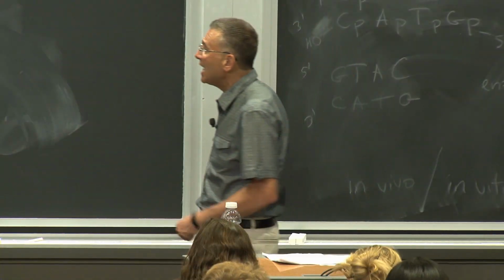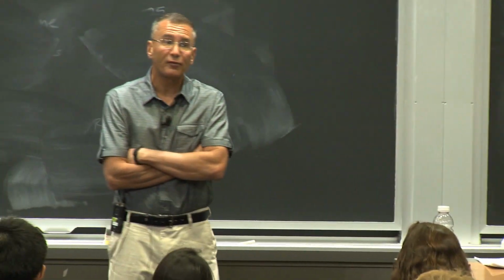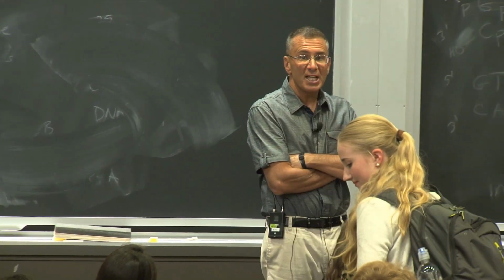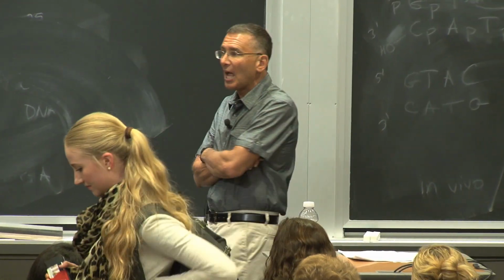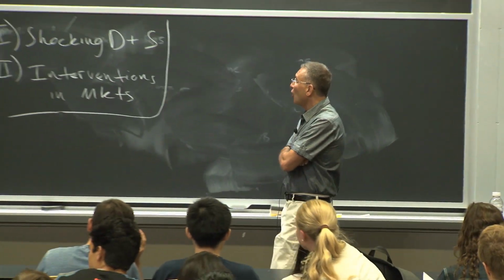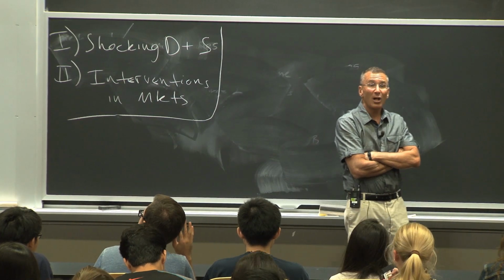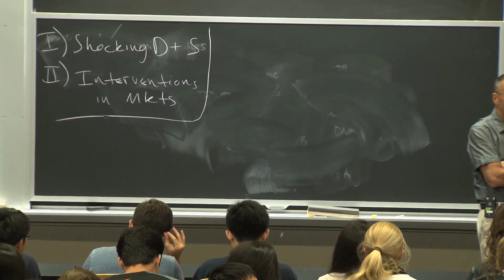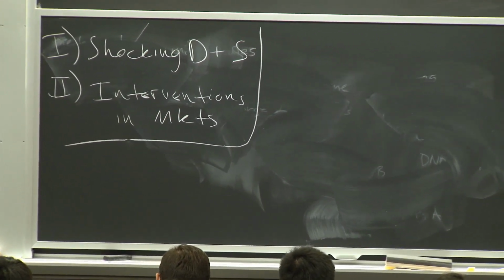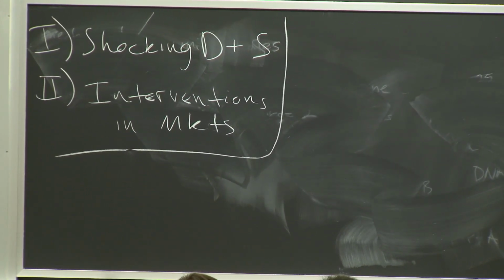Okay, so today we're going to continue our discussion. On Friday, you learned from the wonderful TAs about demand and supply and what they mean. Today we're going to talk about what happens when you shock the demand and supply curves. And then we're going to talk about what happens when you intervene in markets, when you interfere with these wonderful markets that we're working with so far.